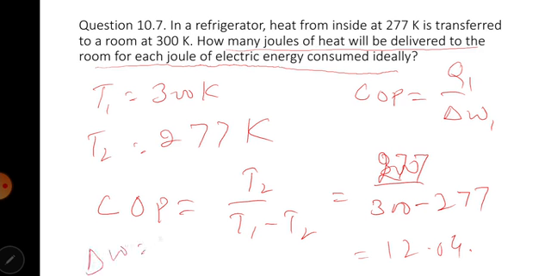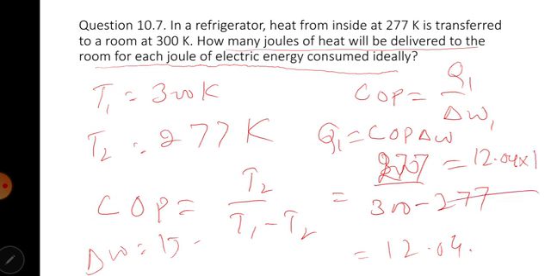Ideally it consumes 1 joule of energy. There is a mistake in the reading. So Q1 is equal to the coefficient of performance times del W. The coefficient of performance is 12.04, del W is 1, so you will get the answer.